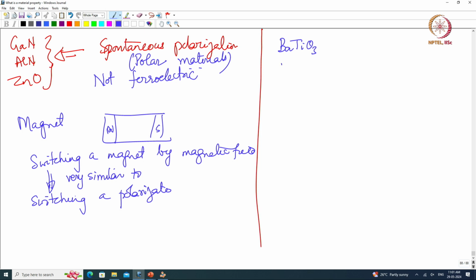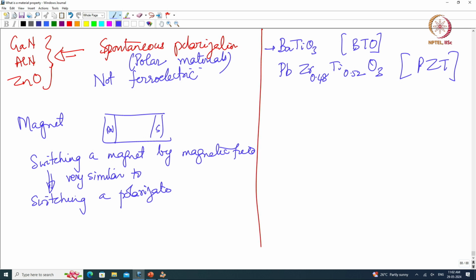Barium titanate, right, this is BTO. Lead zirconium 0.48, titanium 0.52, or the other way around, I am always confused here. This is called PZT, right. You go to anyone working in piezoelectrics and say PZT, they will just understand. It is a very standard material used in piezoelectric and ferroelectric communities. Then recently we have what are called doped hafnium dioxide.